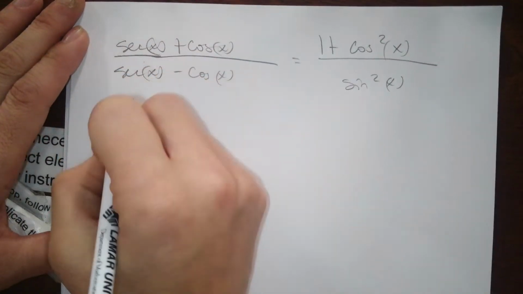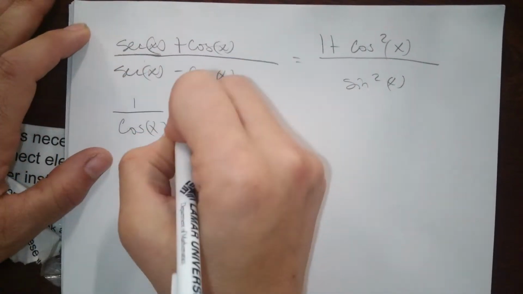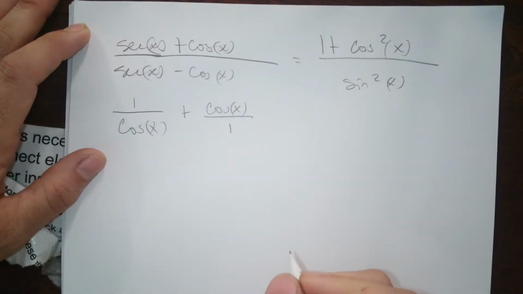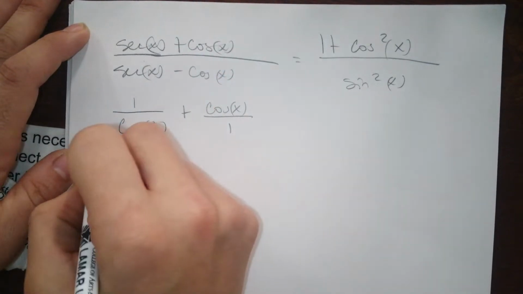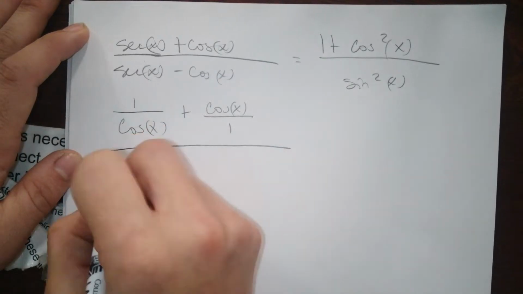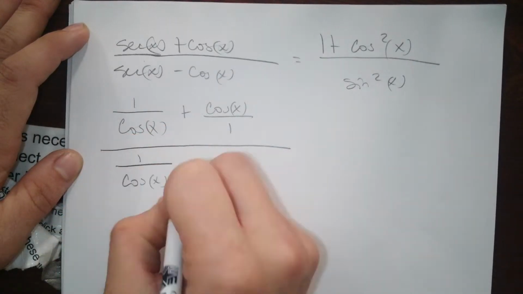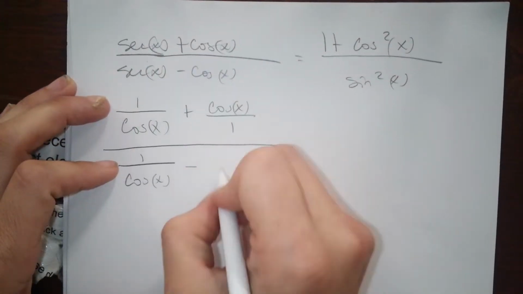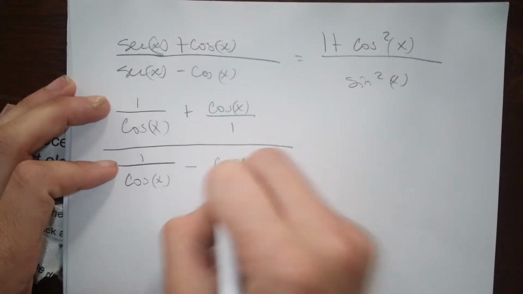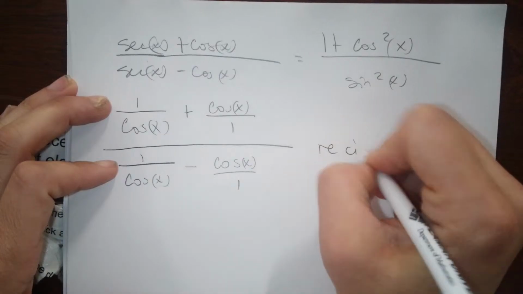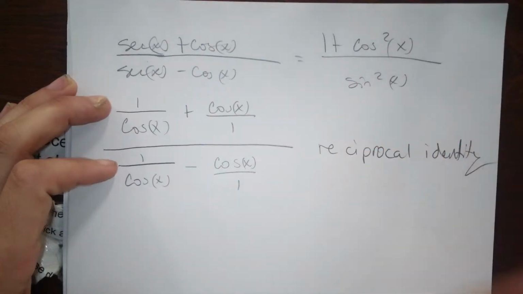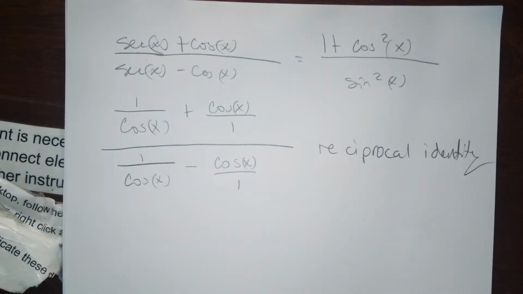So I'm going to change all my secants to 1 over cosine. So I get 1 over cosine of x plus cosine of x. I'm going to put it over 1 since I got fractions now. Over 1 over cosine of x minus cosine of x. And I just used the reciprocal identity. We go so far? All right.